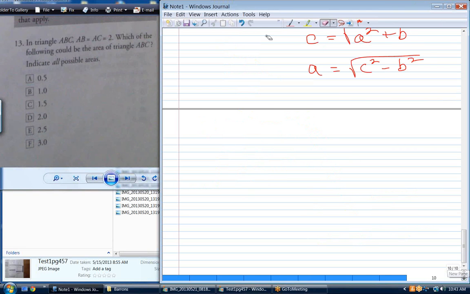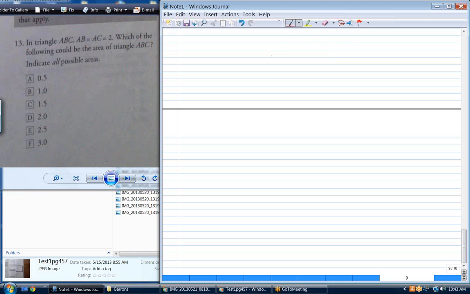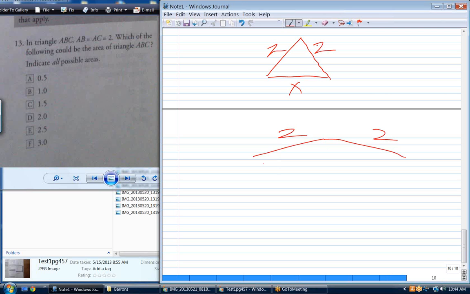13. 13 is a bit tricky also. We have an isosceles triangle where each side is 2, but this can be anything. So what are all of the possible areas of that possible triangle? In other words, we could have a triangle like this, or we could have a triangle like that.